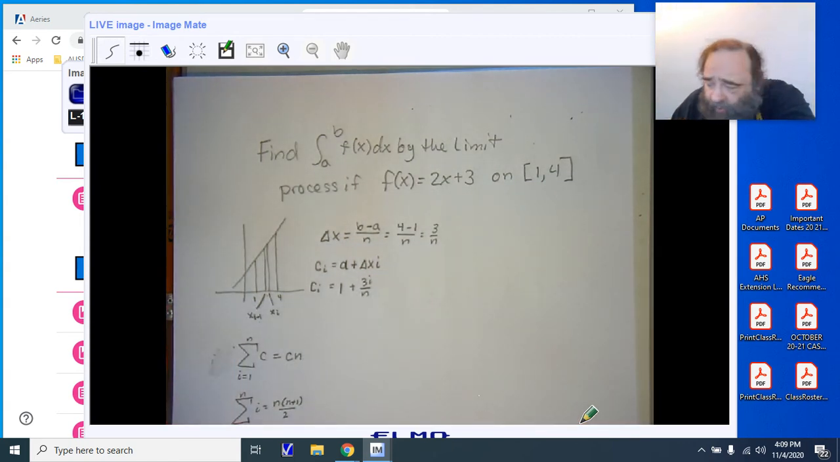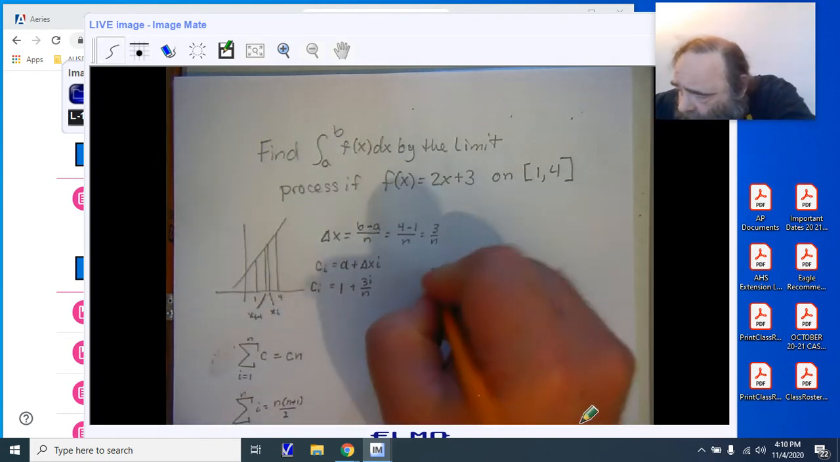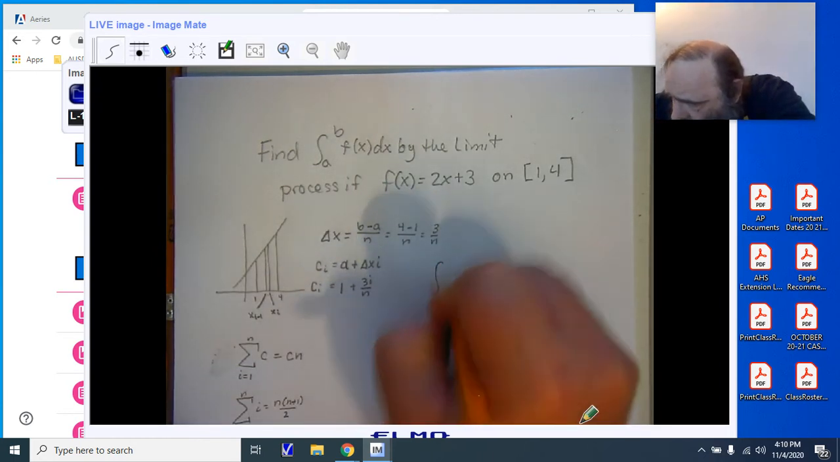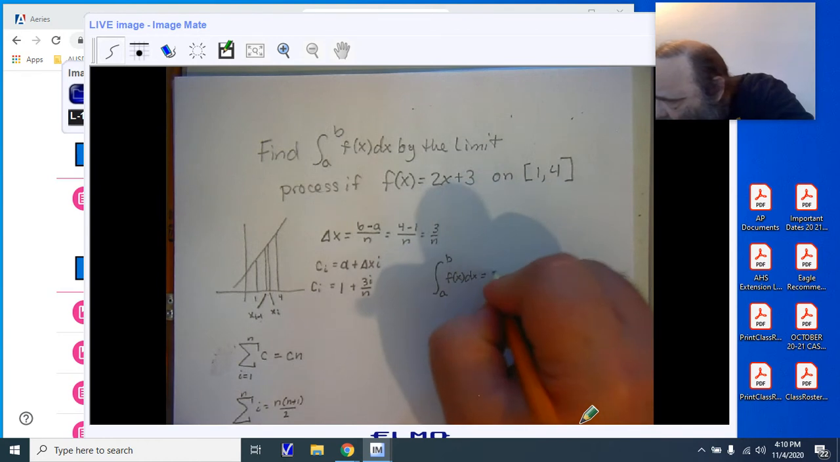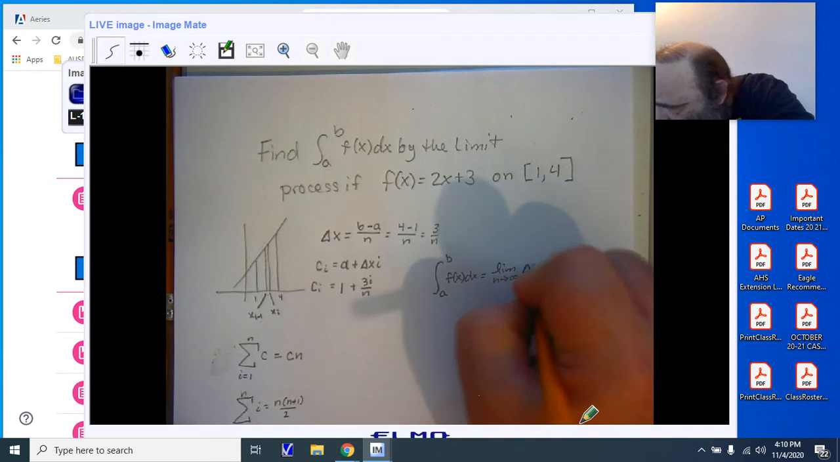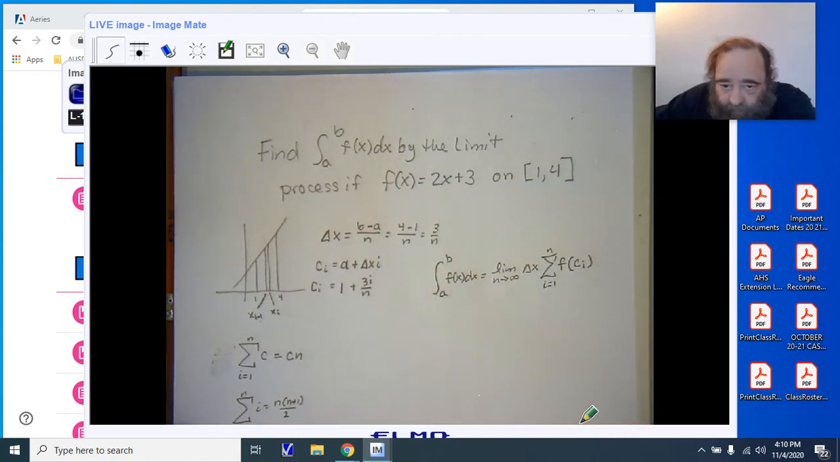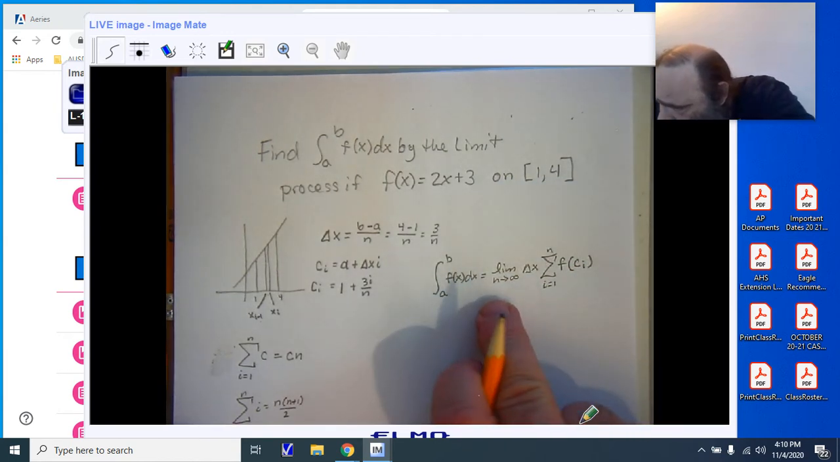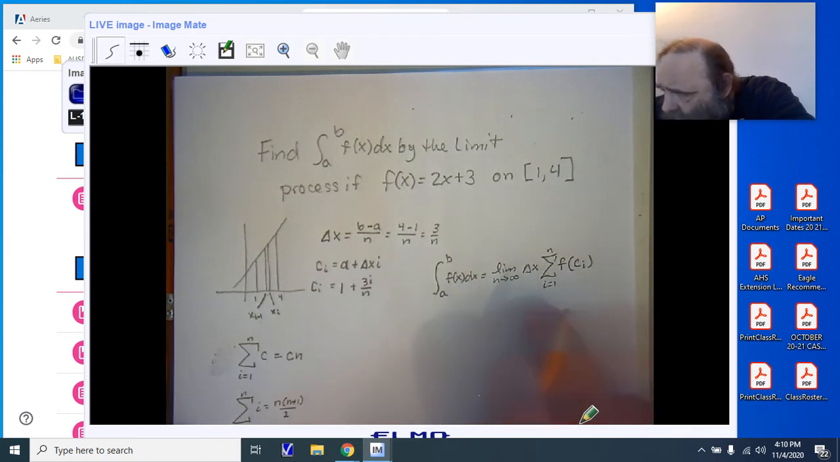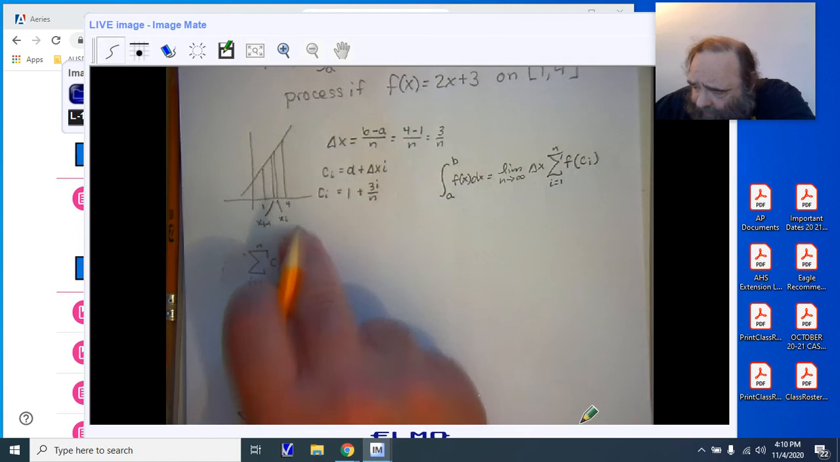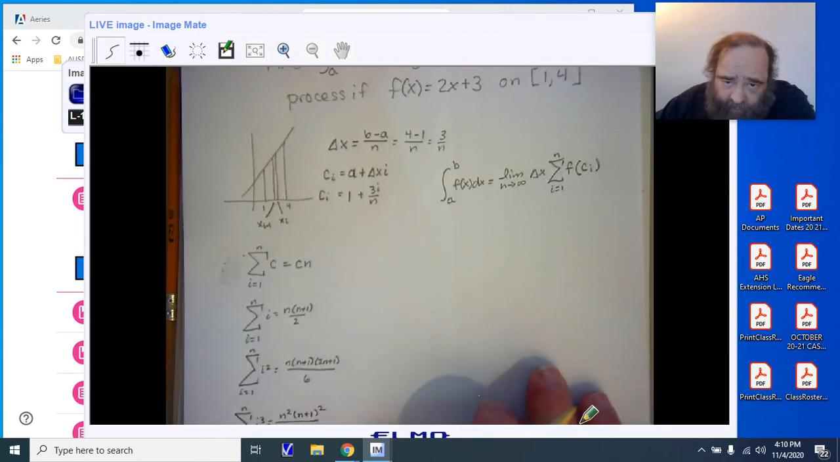Now, we're going to have to put it into our definition of an integral. According to the definition of an integral, the integral from a to b of f of x dx, we are looking at the limit as n approaches infinity of delta x times the summation as i goes from 1 to n of f of c sub i. So we're going to make that limit as n approaches infinity of delta x times the summation, and we're going to use this bit of information to answer our questions.